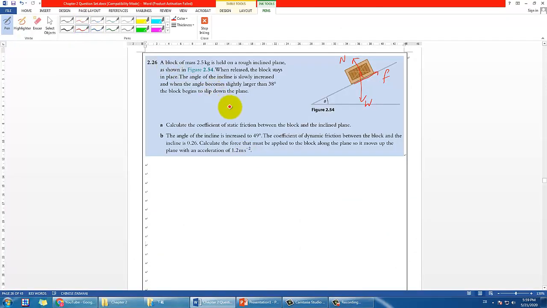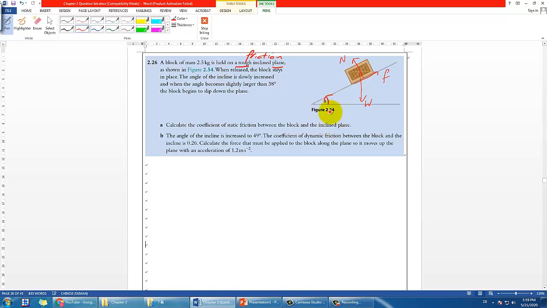Okay, so let's try to understand the question first. The question said, first of all, this is a rough plane, so that means there must be some friction. There are some other questions that say it is a frictionless plane. That's fine. Then, of course, you should not include the friction. So here we would simply draw the free-body diagram as what I showed you earlier. And it said, imagine the plane starts with a small angle, and the angle would increase gradually.